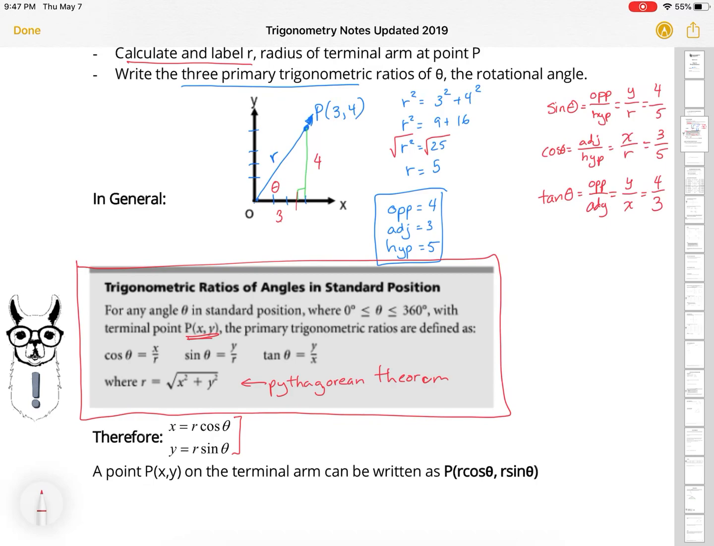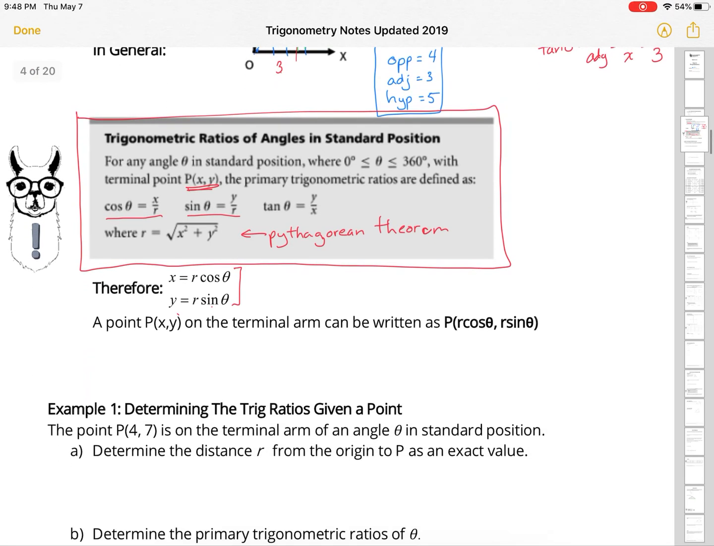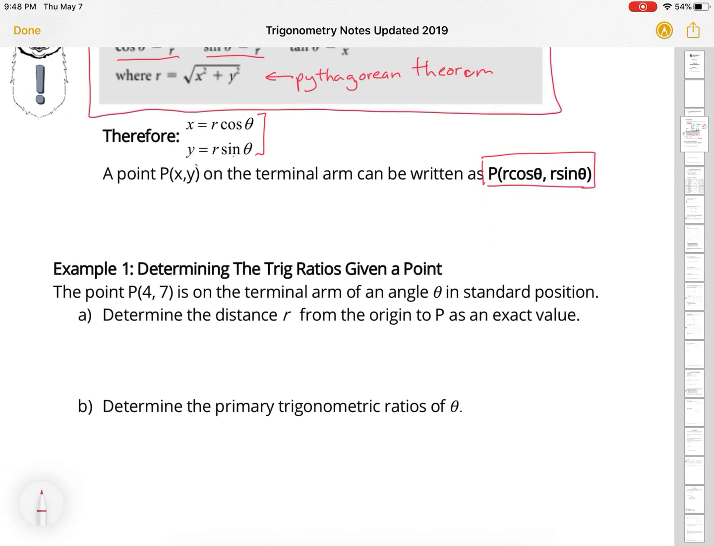Therefore, we can take these and express x in terms of cos theta. x would be equal to r times cos theta, and that's just rearranging this formula, and y would be equal to r times sine theta. And we could write the point P(x, y) as P(r cos theta, r sine theta). So this is another way that you could express those if you know theta and you know the length of the arm.